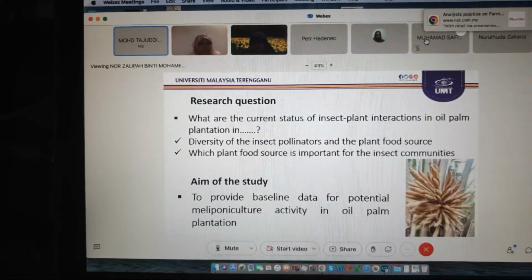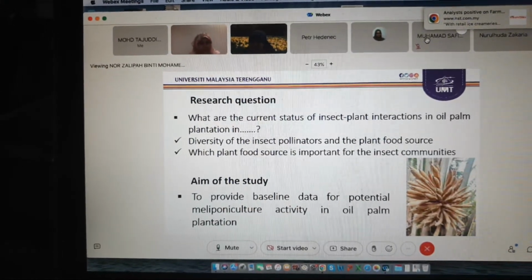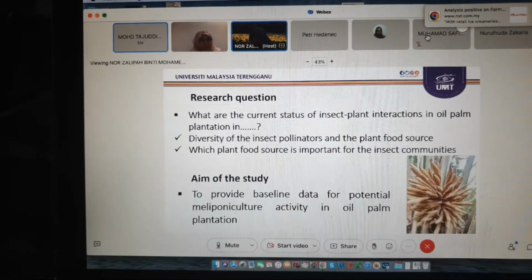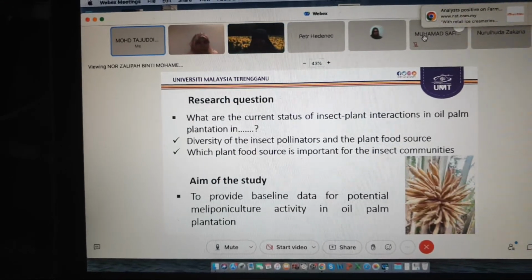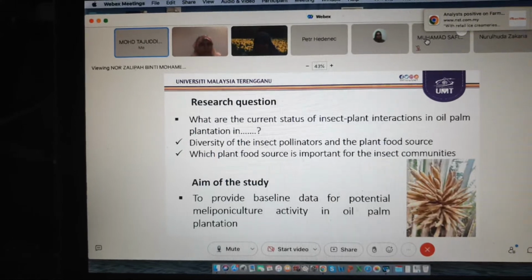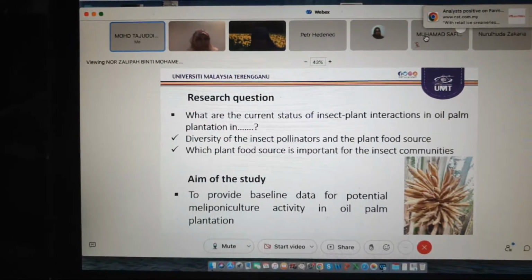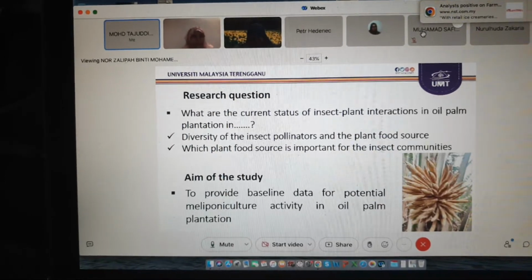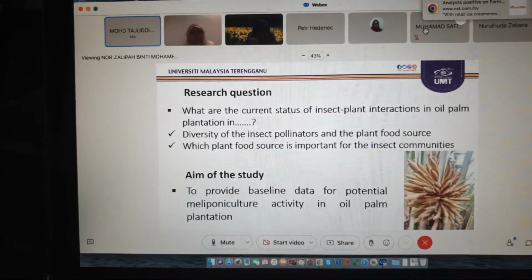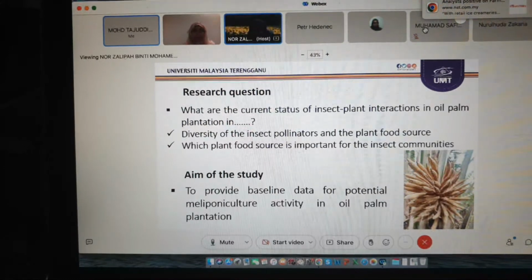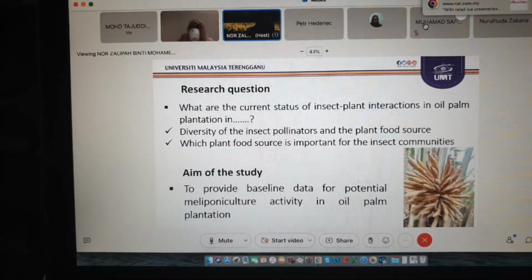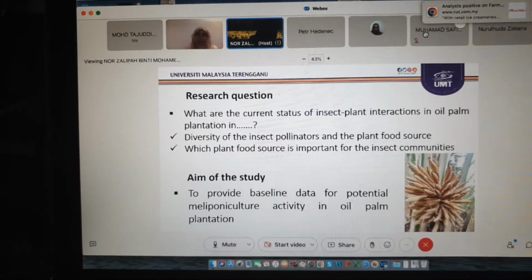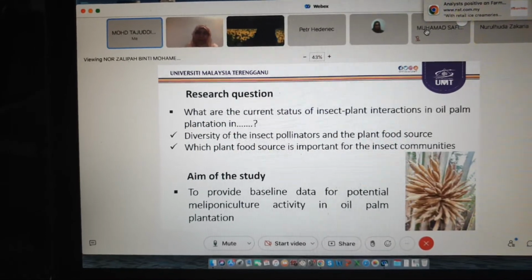We plan to do it in oil palm plantation. Yelah, but kena specify lah where. Is it in Terengganu? Is it in Besut? Is it in Ulu Terengganu? Something like that. You have to specify. So I put oil palm plantation in ... and question mark. No, you have to specify. Jangan sampai dia tanya dan baru you kata.